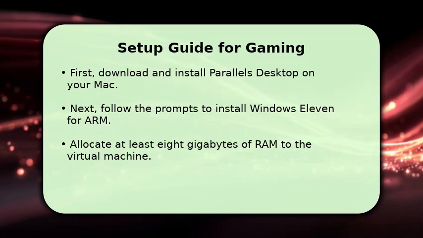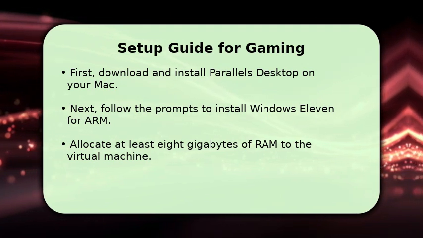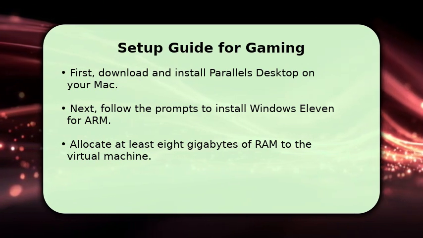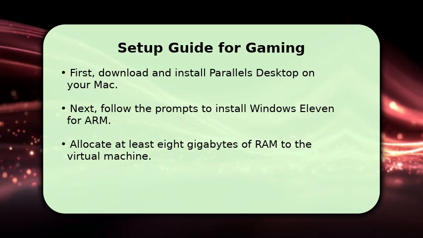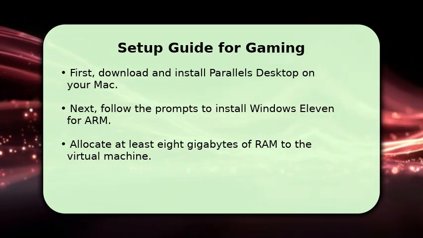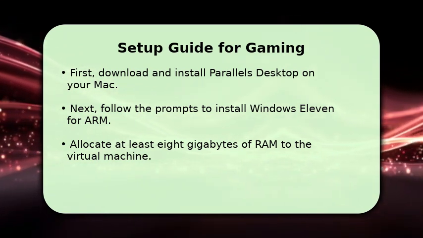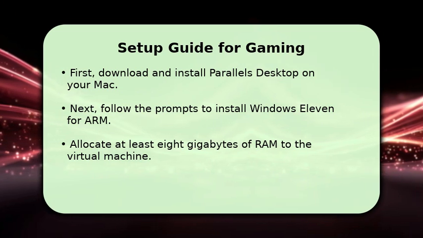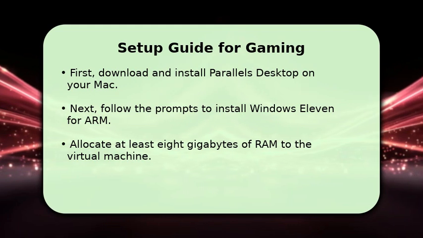Begin by downloading and installing Parallels Desktop onto your Mac. Once installed, Parallels will guide you through the process of installing Windows 11 for ARM. It's crucial to allocate sufficient resources. Aim for at least 8 GB of RAM and 4 CPU cores to your virtual machine for optimal performance. After Windows is ready, simply download and install Guild Wars 2 as you would on any Windows PC.